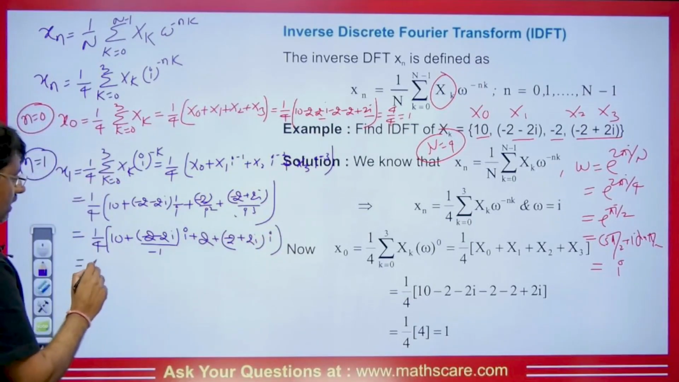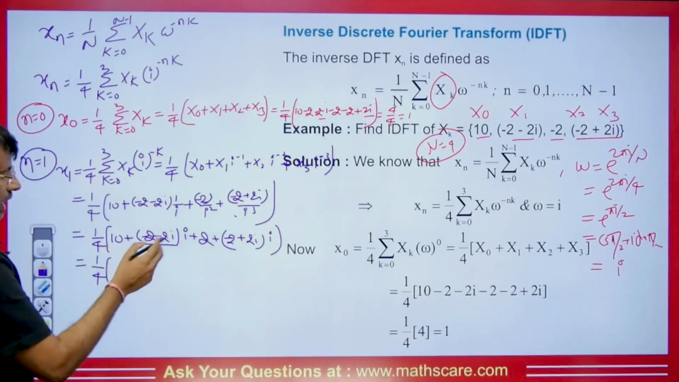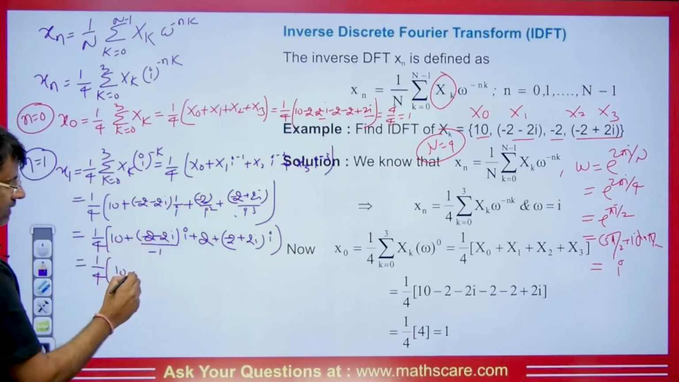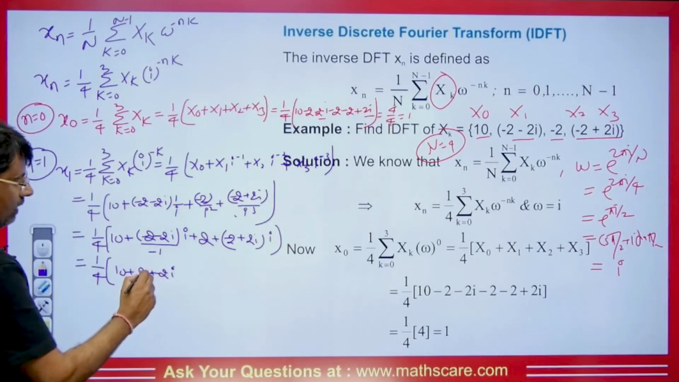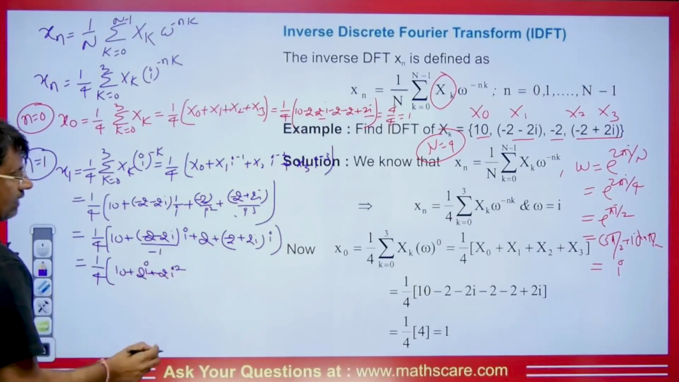Clear? This is 1 by 4. And now from here we will get 10. This is negative, so this will become positive. We will get plus 2 iota here also. We will multiply by this iota. So this will be iota and iota square.